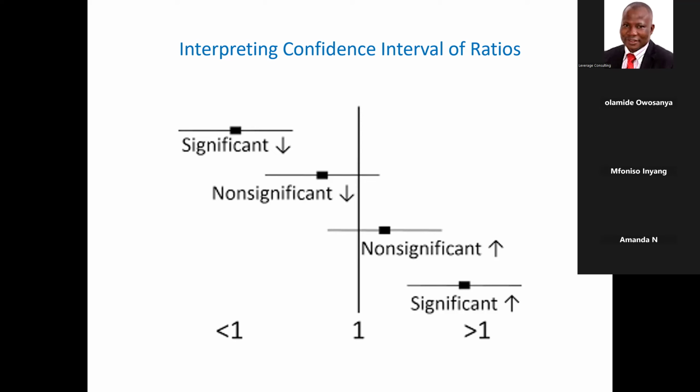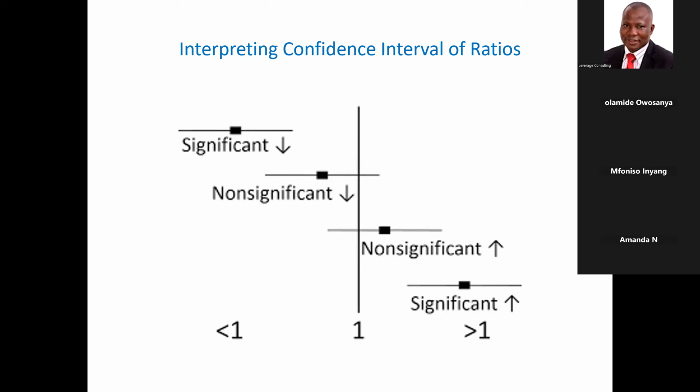But look at this second scenario. The value is still less than 1, but the confidence interval's lower value is less than 1 and the upper value is greater than 1. That's crossed to this side. It's not significant because the range of values, the confidence interval, has included 1.